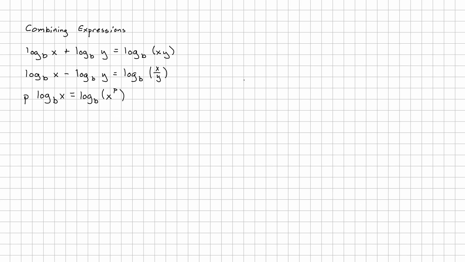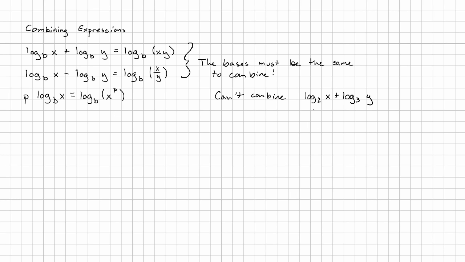Notice, in order to combine two logs using the first two rules, they have to have the same base. If we have the log base 2 of x plus the log base 3 of y, for example, we can't combine that as is. So we would just leave that alone. Now, why do we want to do this? It turns out that this move is going to be useful to us in solving equations.